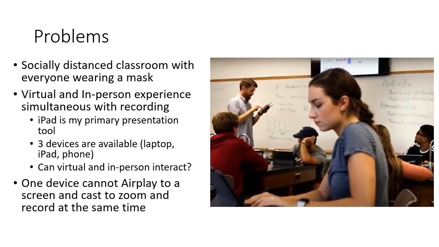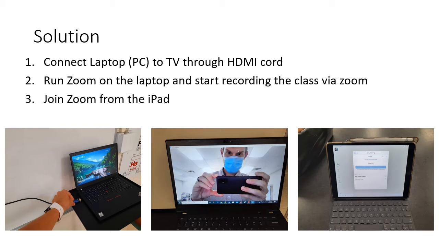All right, so here's my solution. What I did, and this took a little time to figure out, is I went into the classroom and tried a few different things. My original ideas didn't work, but this has been working for me for the first week of classes. So I first connect the laptop to the TV using the HDMI cord. So that's what I'm doing in the bottom left picture. I then run Zoom on the laptop and start recording the class via Zoom. And so now this picture is being projected onto the TV.